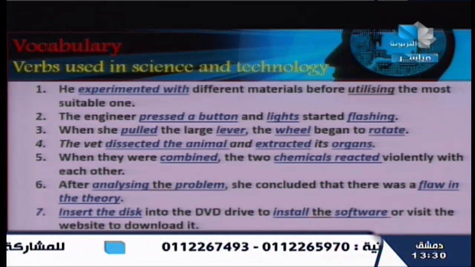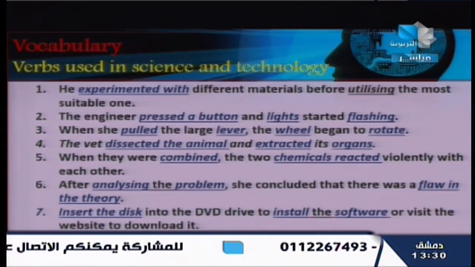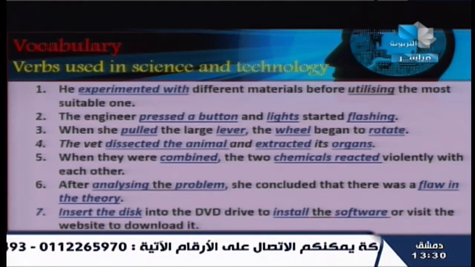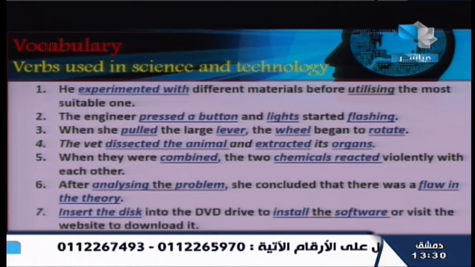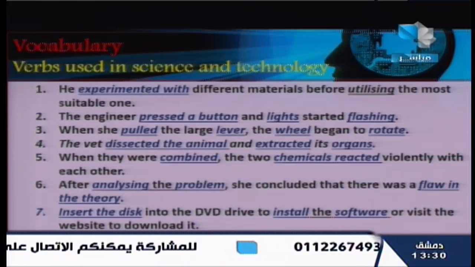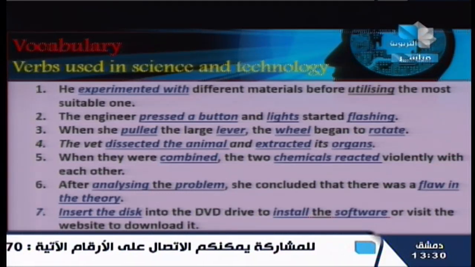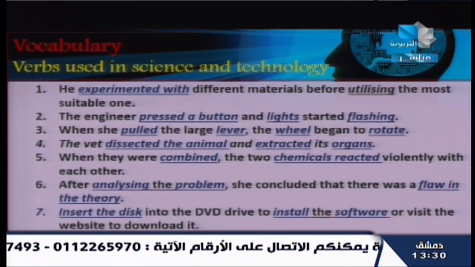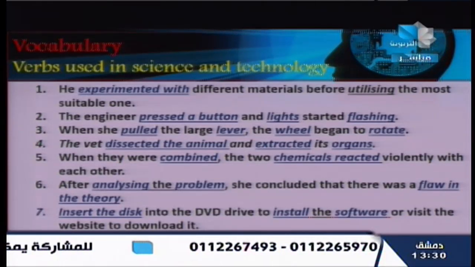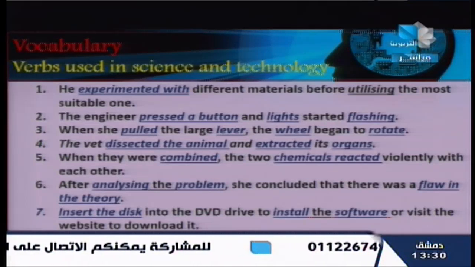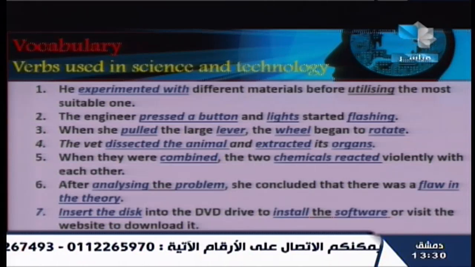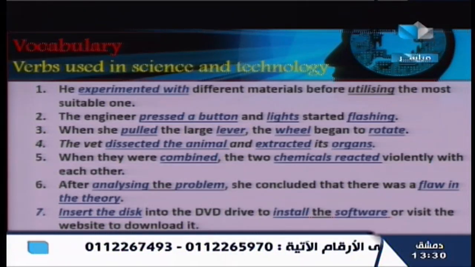Miss Hanan, please. Here we have verbs used in science and technology. Number one, he experimented with different materials before utilizing the most suitable one. Sorry, not sustainable, I was wrong. Experimented with means to do experiments. Utilizing means using. Experimented with means he tried different materials.